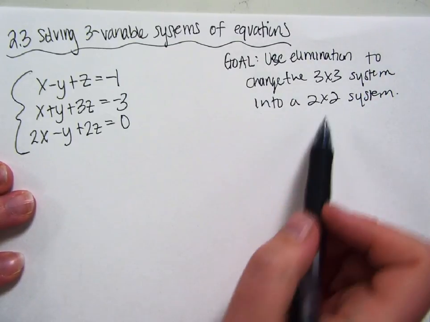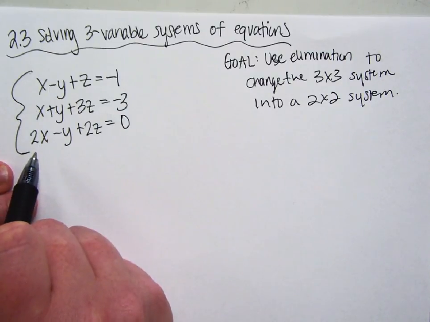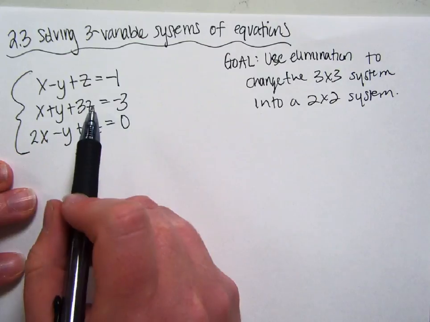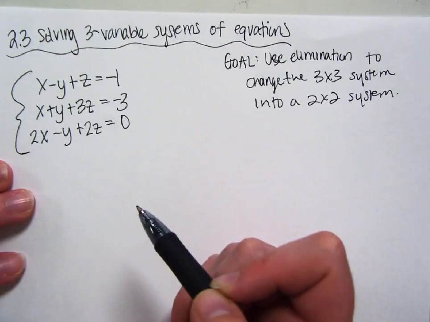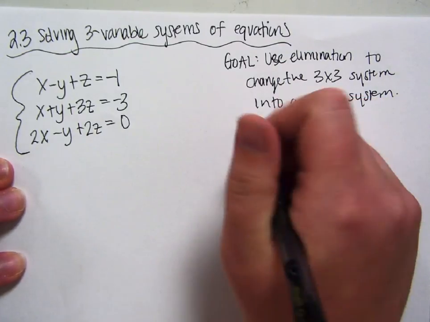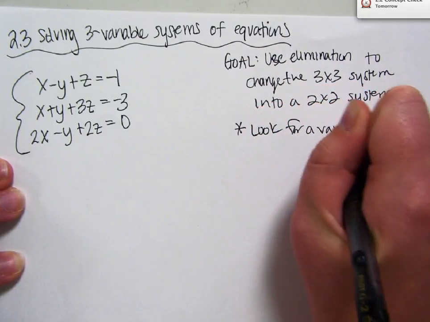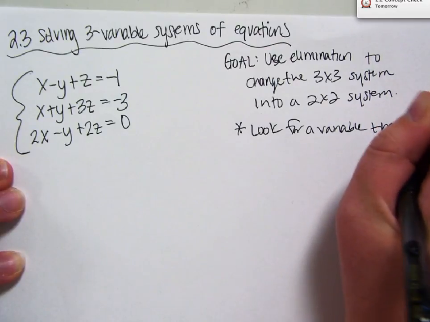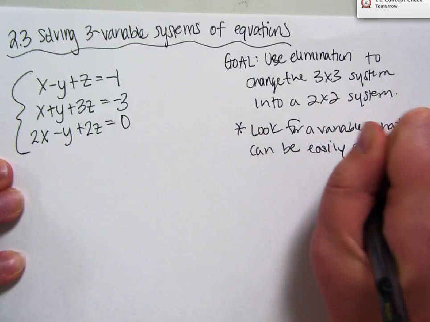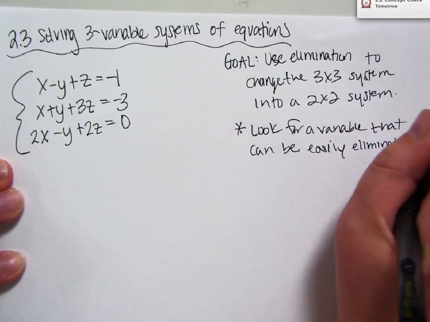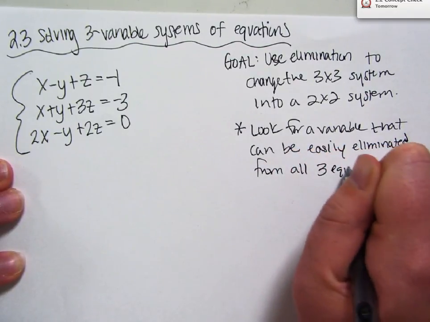What I mean by that is right now it's a 3 by 3 system because there's 3 variables and 3 equations. We need to somehow eliminate one variable, and by doing so we can combine these and write it just as a 2 variable, 2 equation system. So how we do that is look for a variable that can be easily eliminated from all 3 equations.